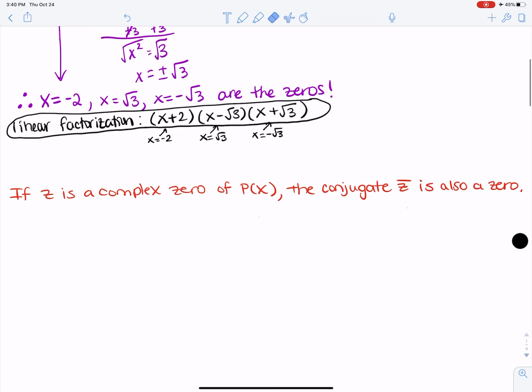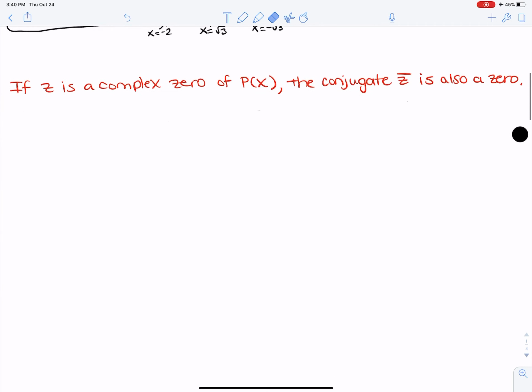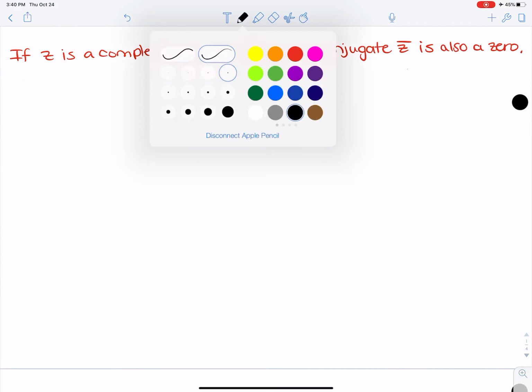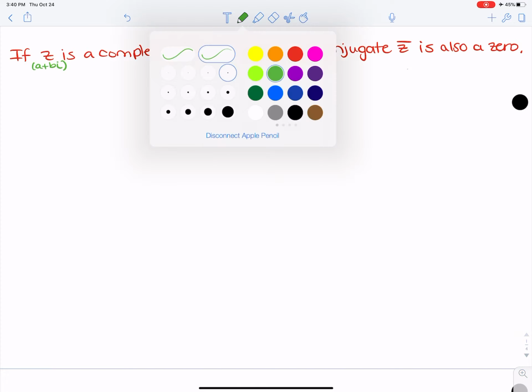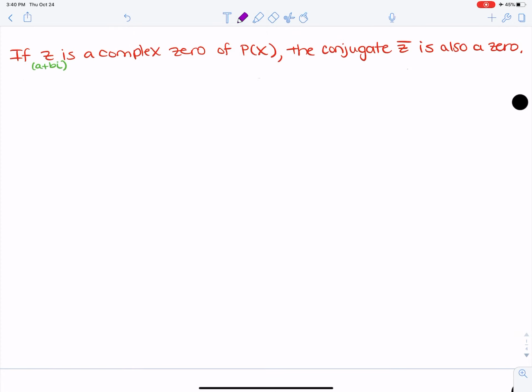If z is a complex zero, all right, let's refresh our memory on complex zeros. Remember, that is a plus bi. And what it is saying is if a plus bi, which is a complex zero, is a 0, then the conjugate, which is a minus bi, is also a 0. So what you know, in other words, are 2 zeros right off the bat whenever you have a complex zero. You know the complex zero and the conjugate.